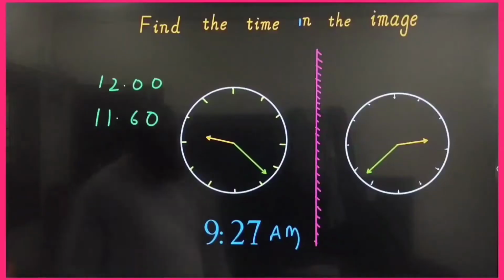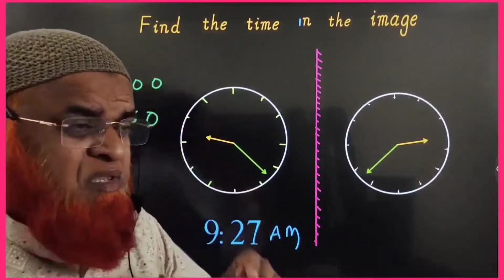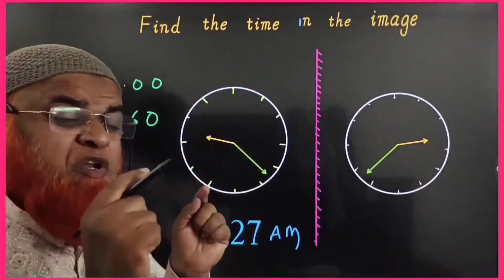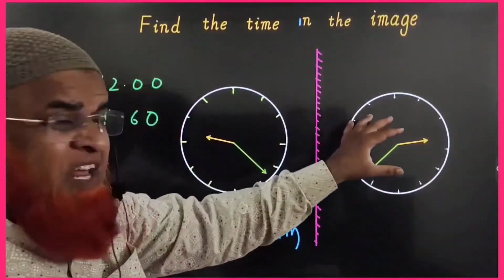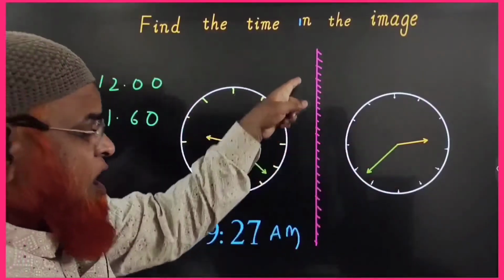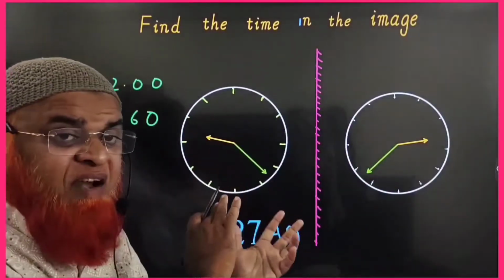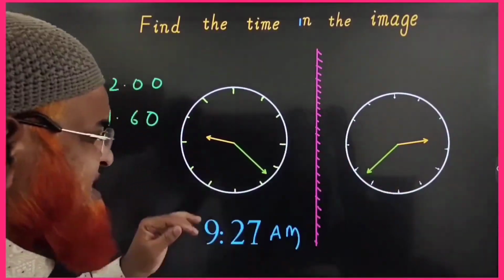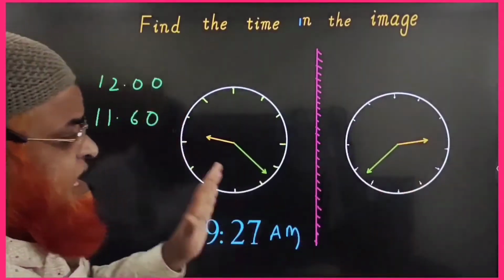My dear students, how to find out the time in the image of a clock? When in the object the time is going to be 9:27 am, then what is the time shown by the image of a clock because of the mirror? This is a case of lateral inversion. The watch appears to be laterally inverted. Then what is the time in the image of a clock?